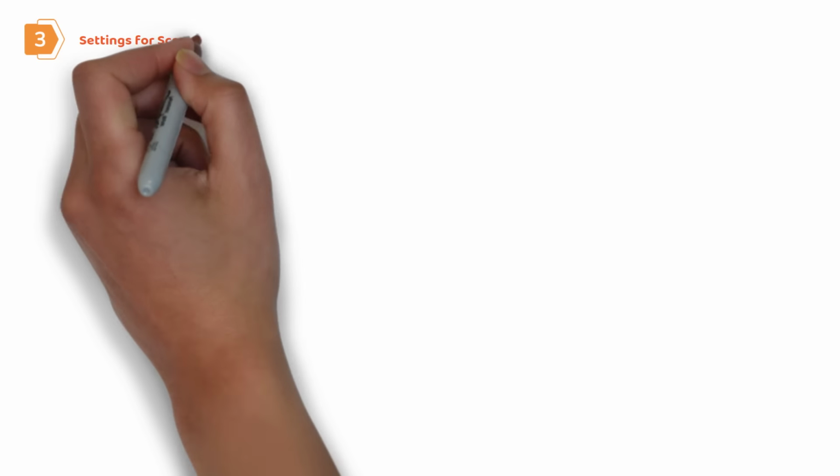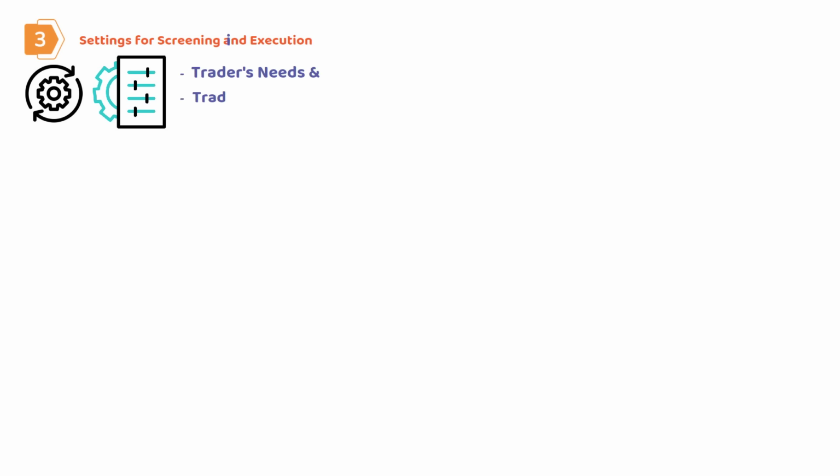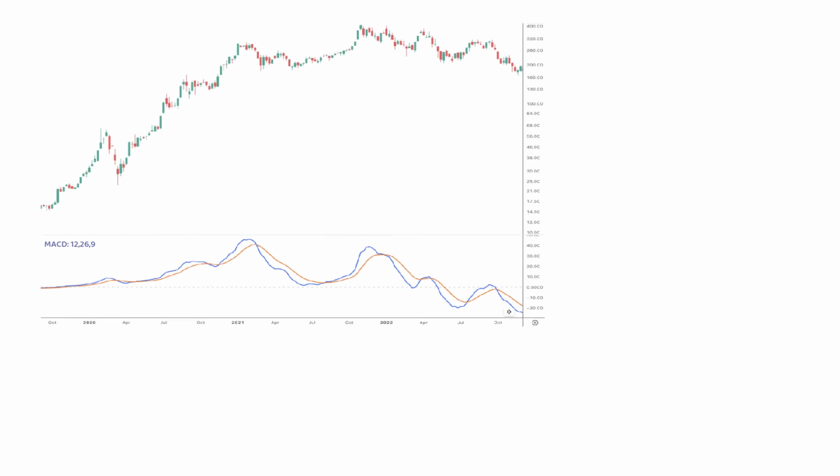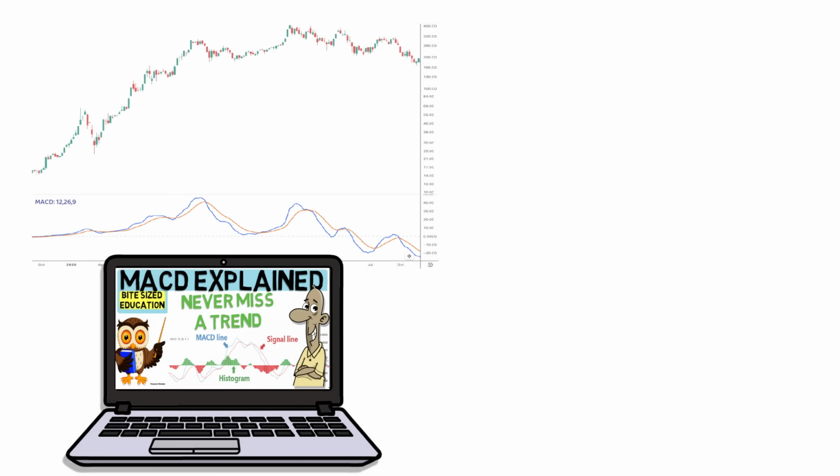Another aspect to focus on is the settings you choose for screening stocks and executing trades. Most indicators come with default settings, but these can be customized based on your specific needs and trading style. I, for instance, use a 20-week moving average and the default settings on the MACD. These two choices are the result of extensive trial and error, in alignment to my style.